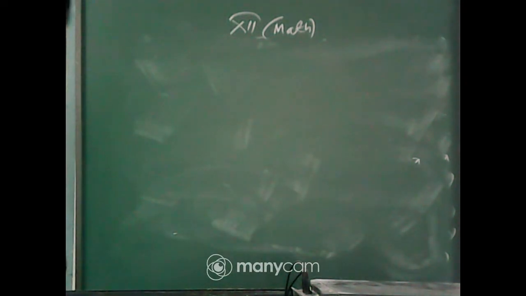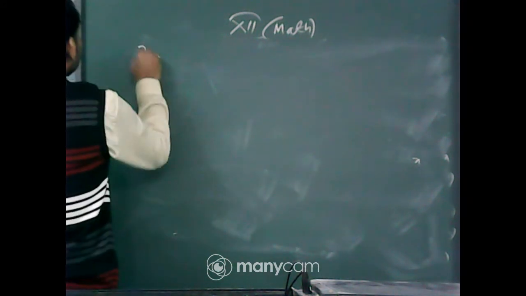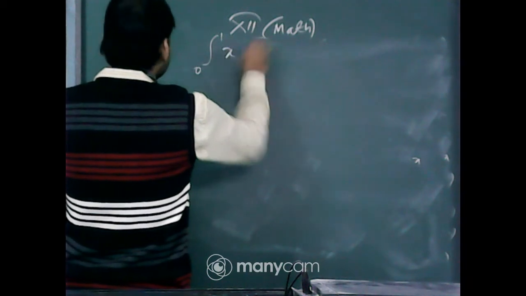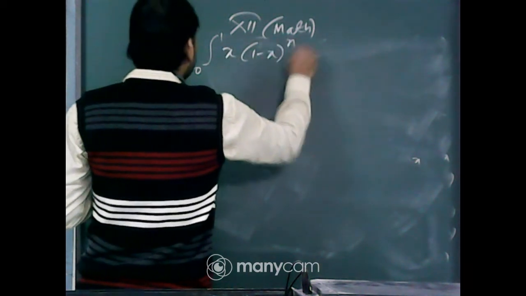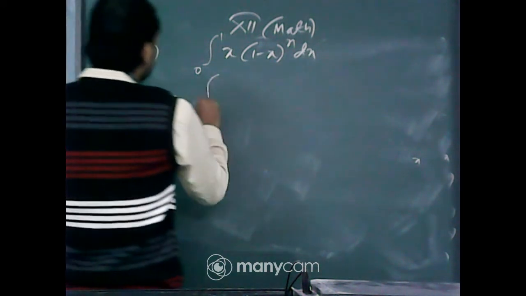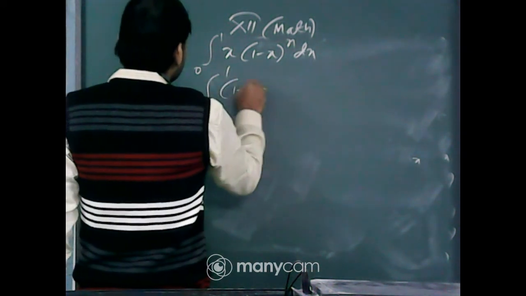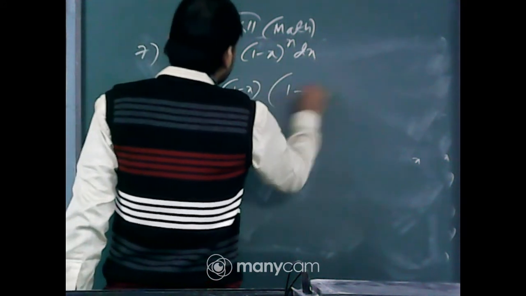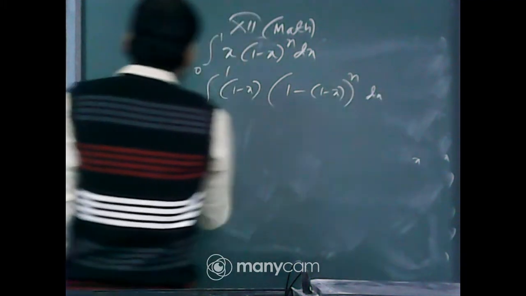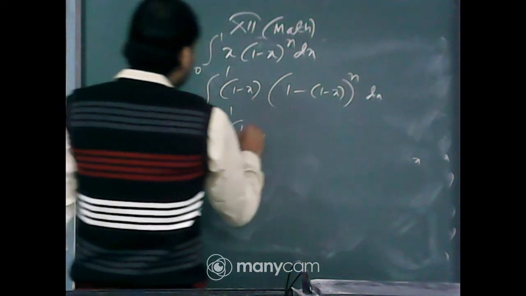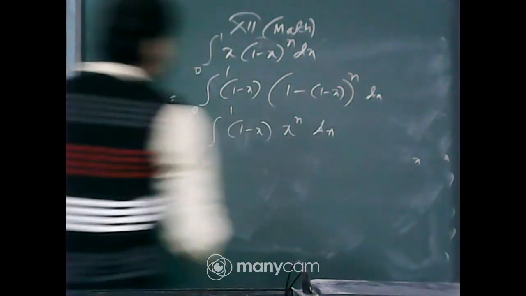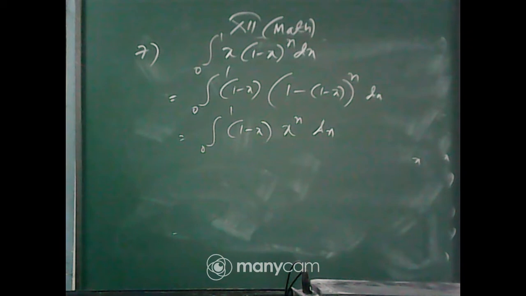Question number 7, that is integration 0 to 1 x into (1 minus x) to the power n dx. Again using the property P4, integration 0 to 1, instead of x it is 1 minus x, again here instead of x it is 1 minus x. So it will give you 0 to 1, 1 minus x into x to the power n dx. Here 1 will be cancelled out, x to the power n dx. Okay.